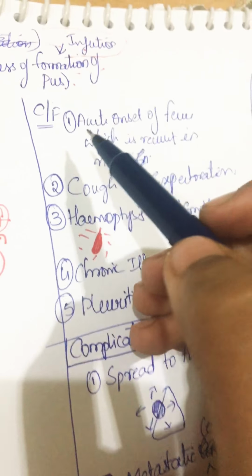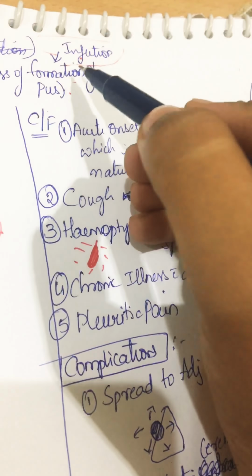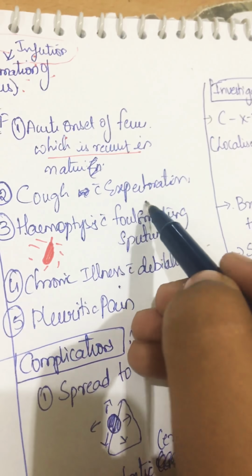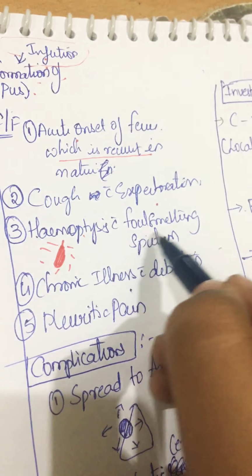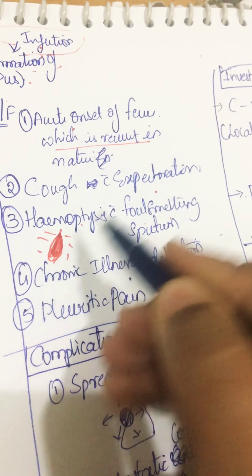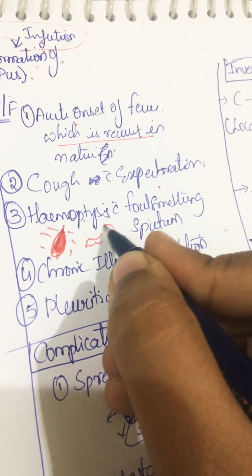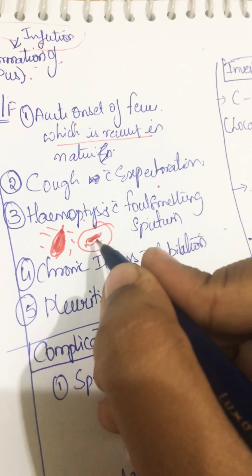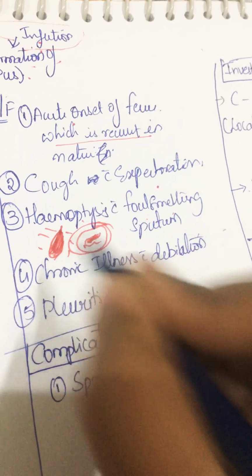Let us look at the clinical features. Clinical features are due to active infection. There is acute fever which is recurrent in nature, cough with expectoration, hemoptysis, foul smelling sputum. The hemoptysis is due to rupture of vessels which are present in the abscess, or exfoliation of the vessels which are present in the abscess, resulting in hemoptysis.